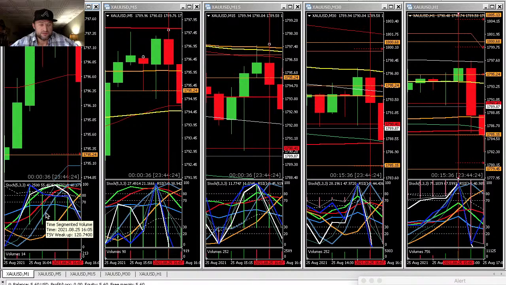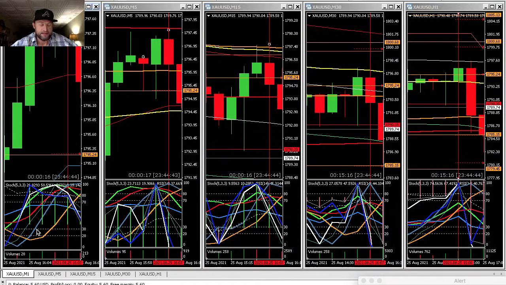This orange and blue is time segmented. No, my bad. It's called the relative vigor index. Relative vigor index. And so what it is basically, it's like the idea. I don't even know if I like it. I'm experimenting with it, but is that when this blue goes above this orange, it's like the signal line, right?